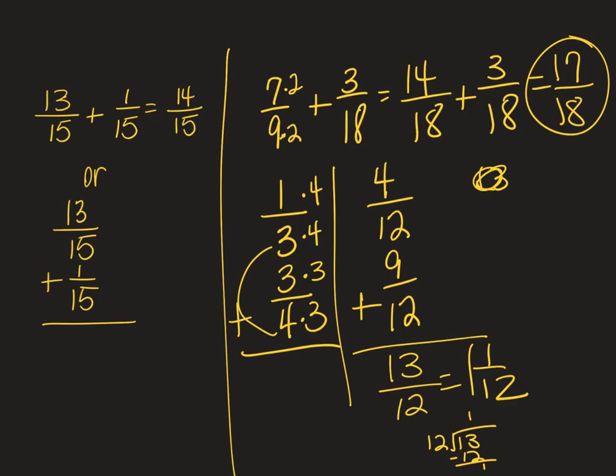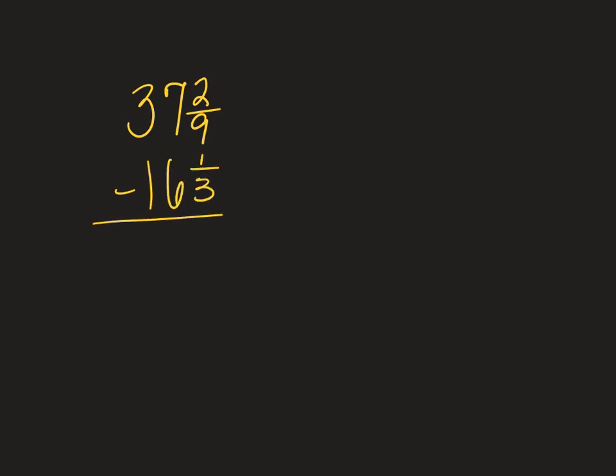Okay, so now let's look at subtraction quickly. It's basically the same exact rule, except you have to borrow. So you always want to make sure that you have a larger number on top. 37 and 2 over 9 minus 16 and 1/3. These are usually the harder ones.